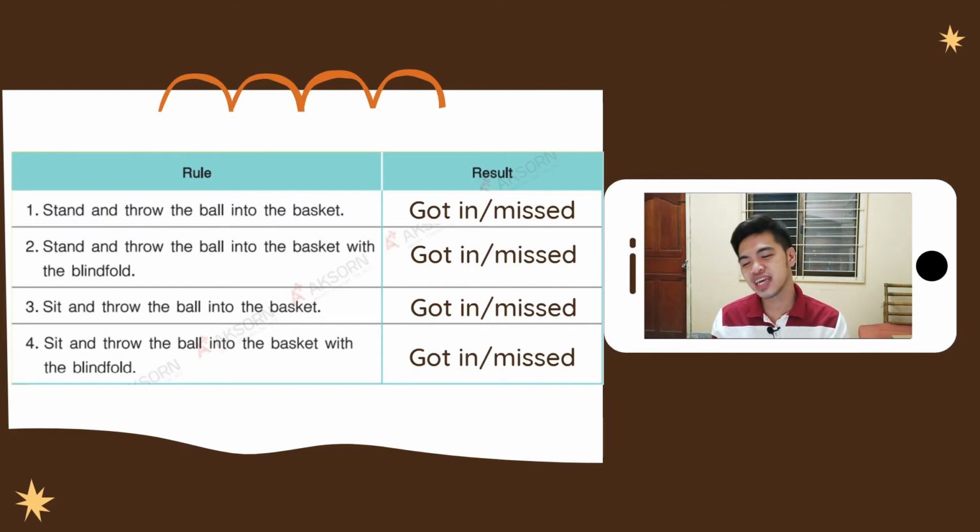And for number 3, what happened when you sit and throw the ball into the basket? Did it get in or did you miss it? And for number 4, what happened when you sit down, wear a blindfold, and then throw the ball into the basket? Did it get in or did you miss it? So you're going to use "got in" or "missed." Those are the results that you have to write.